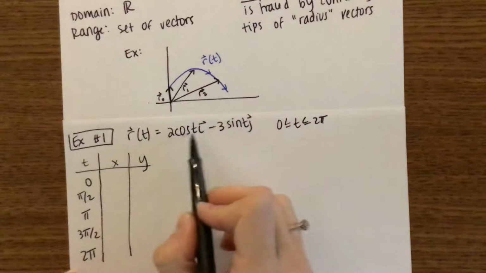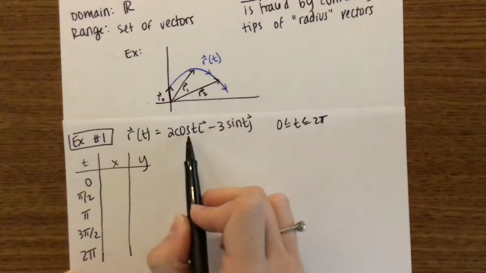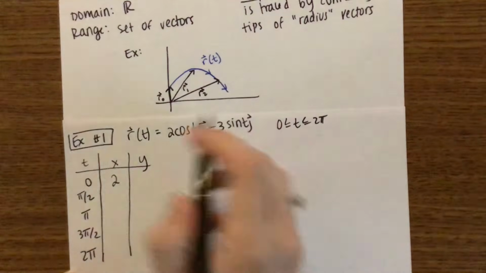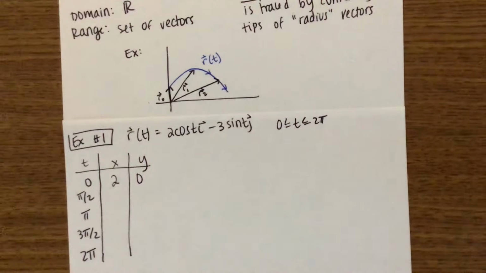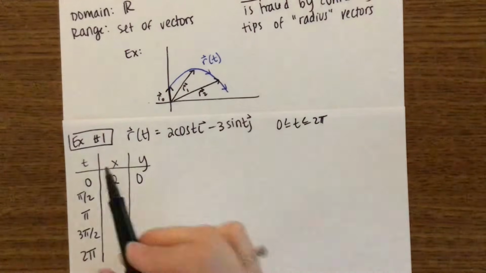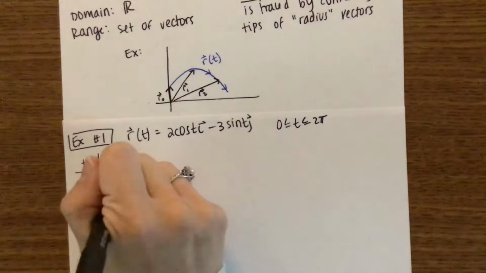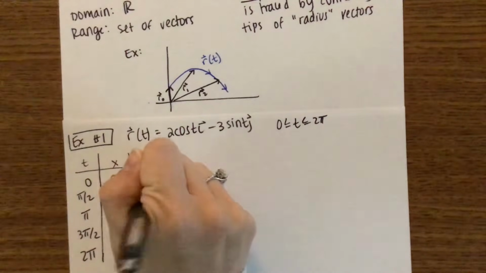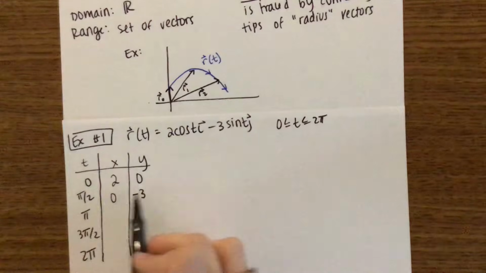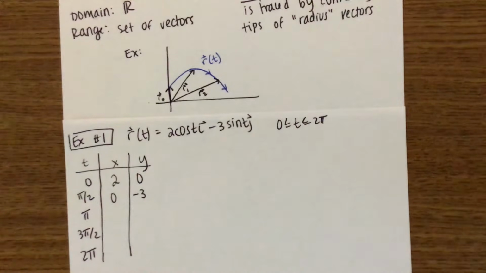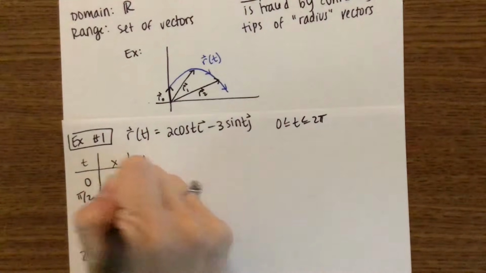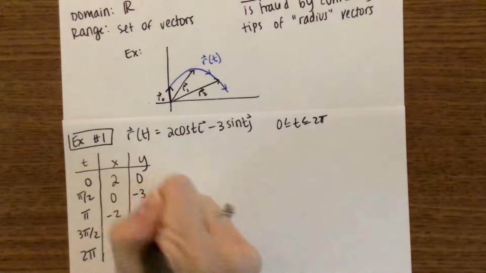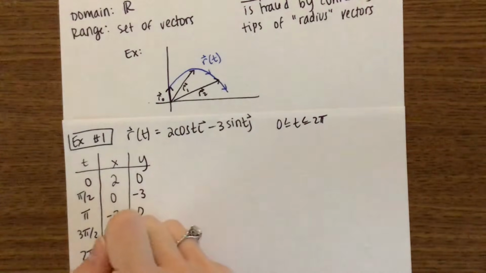If you plug in 0, cosine of 0 is going to give us 1 times 2 is 2. Sine of 0 is going to be 0. So that gives us the first vector. If we plug in pi over 2, cosine of pi over 2 is going to be 0. Sine of pi over 2 is 1, so that gives me negative 3. So these are the components of the vectors that we'll be graphing. If we plug in pi, we're going to get negative 2, 0. We plug in 3 pi over 2, we'll get 0, 3. And then 2 pi will give us 2, 0.